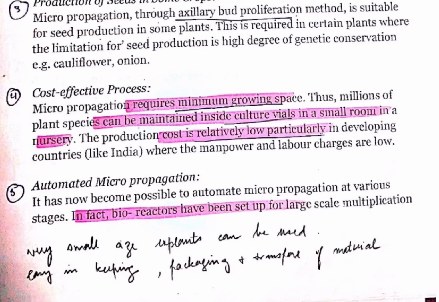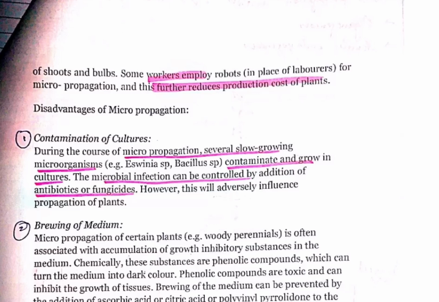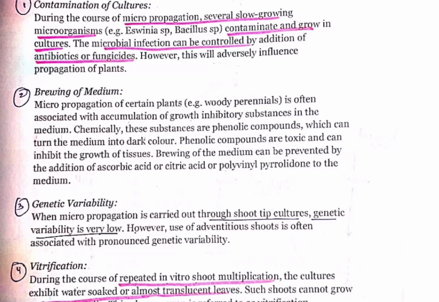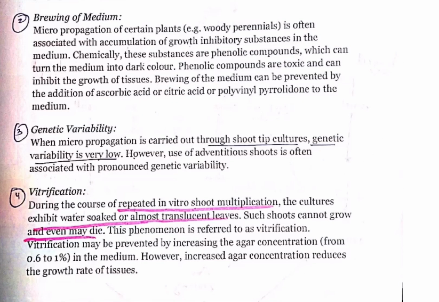I have given in detail about each and every one of it. You can write any 2 to 3 advantages, disadvantages, and factors in detail. The disadvantages of micropropagation include the contamination of cultures, the browning of medium, the genetic variability, the vitrification, that is the repeated in vitro shoot multiplication, and also the cost factor.